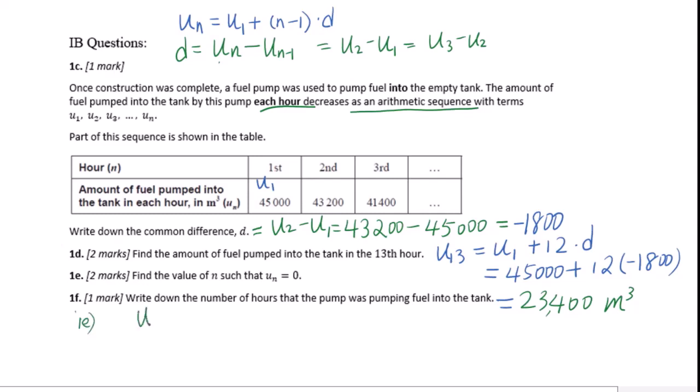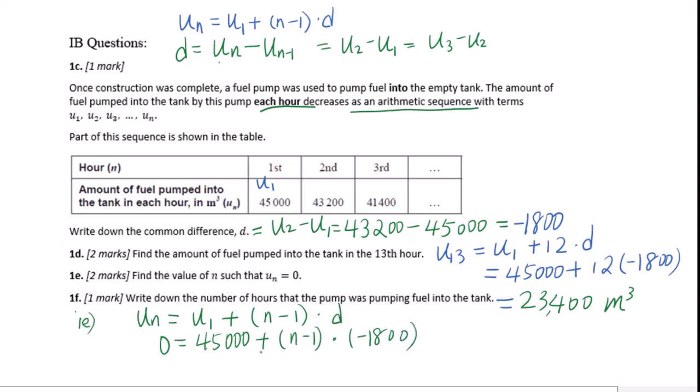For 1E, find the value of n such that Un equals 0. We already know the formula Un equals U1 plus n minus 1 times d. Since Un equals 0, this is 0 equals 45,000 plus n minus 1 times negative 1,800. We will use the equation solver to solve for n.